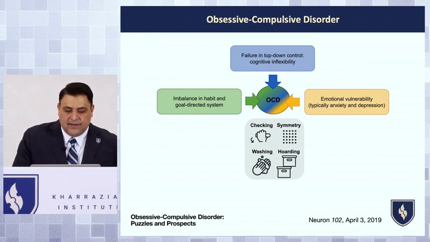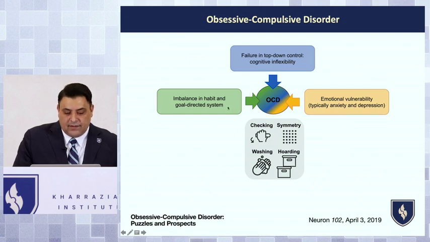So, the key thing with OCD is they have failure in top-down control of cognitive inflexibility. In order for you to have flexibility, when you think something that is horrifying or terrible, it causes fear, your frontal lobe has to be able to dampen that, to be flexible, to then move on. So the frontal striatal pathways aren't working, so there's this cognitive inflexibility.